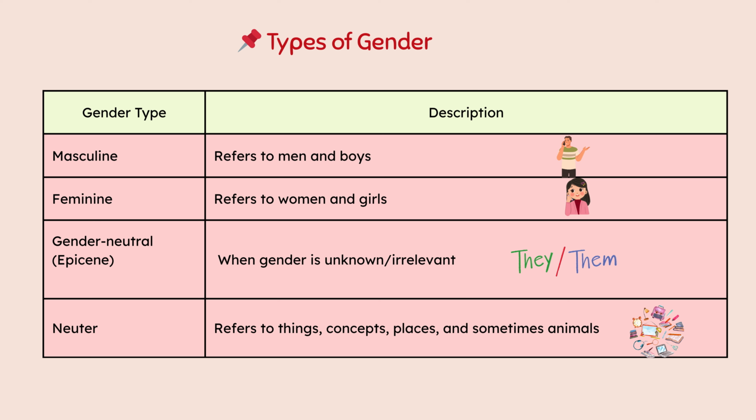Gender neutral, also called epicene. We use this when someone's gender is unknown, irrelevant, or non-binary. Example, they, them, their. Yes, they can be singular too. Neuter gender, used for non-living things, places, ideas, or sometimes animals. Example, it, its. Like, it is a beautiful painting. So remember, pronouns change based on gender, and using the right one makes your meaning clear and respectful.